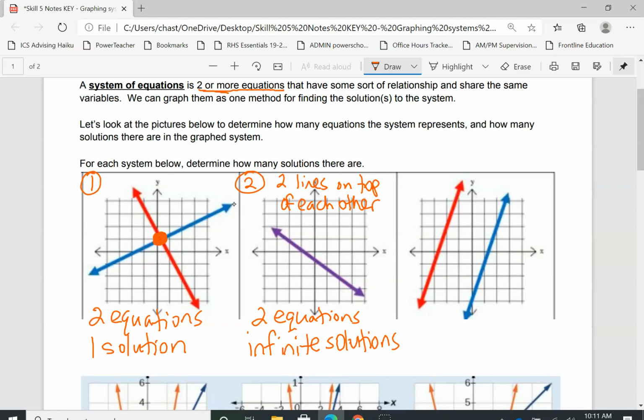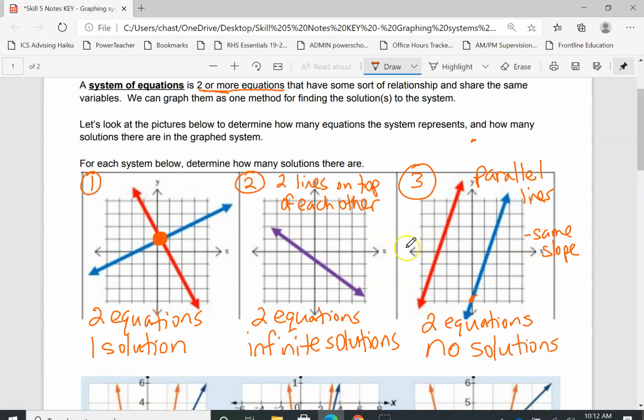And then when we look at the next one, we have two parallel lines. They're parallel because they have the same slope, but they have different y-intercepts. This one's down here, and this red line is going to end up being up here somewhere. So there are two equations on this one as well, but there's no solution because they don't cross.